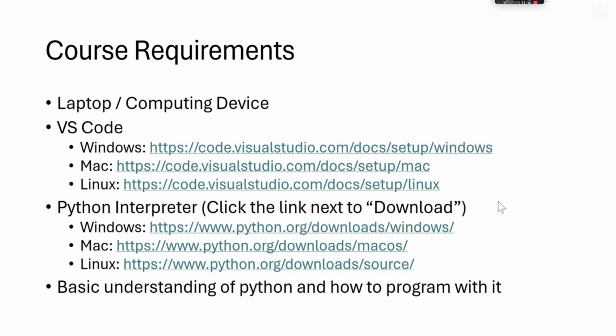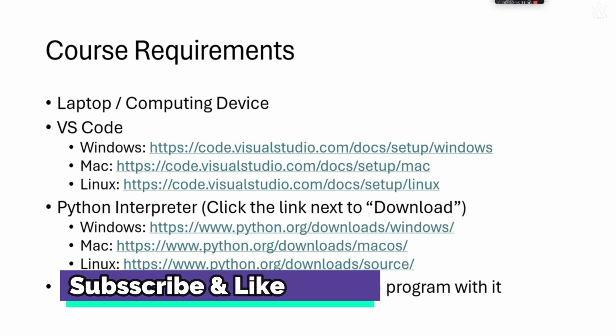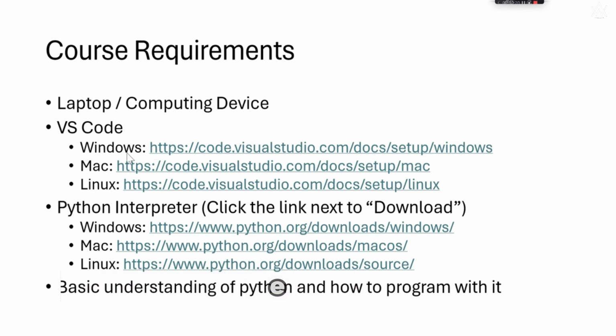So let's quickly go over what the course requirements are. In this course, you're going to need a laptop or your computing device. You're going to need Visual Studio Code or VS Code, and here are the links to install them for each operating system, whether it's Windows, Mac, or Linux, if you don't already have VS Code installed. And then you also need a Python interpreter, so you can download it here as well for each operating system. You have Windows, Mac, and Linux.